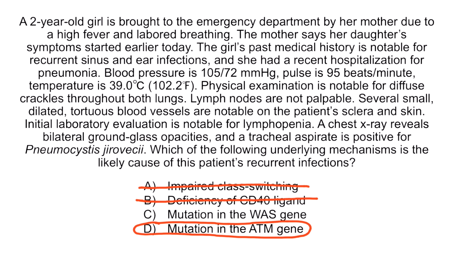Lastly, option C, mutation in the WS gene, is a feature of Wiskott-Aldrich syndrome, which is characterized by a triad of recurrent infections, microthrombocytopenia, and eczema. Telangiectasias are uncommon in Wiskott-Aldrich syndrome, which is why option C is not the right answer. And this concludes our lecture on Hyper-IgM syndrome and Ataxia-Telangiectasia.